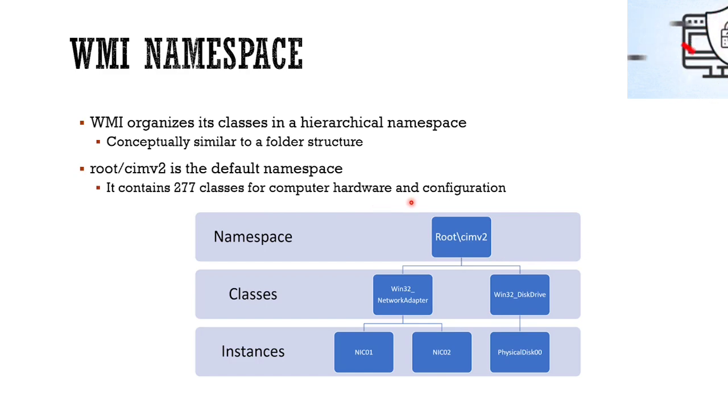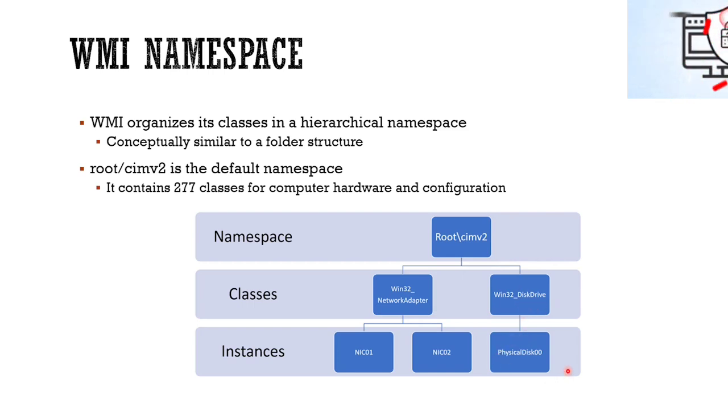So you can see under the namespace root, we're just listing two classes right here. These are sort of like the templates. These aren't real network adapters. They're the class, the type of device. Underneath that, you can see we have the real devices. So under this class of Win32_NetworkAdapter, there's NIC number 1 and NIC number 2, or whatever you happen to have. And then let's say we have this other class that we're listing here, Win32_DiskDrive, and under that we have one physical disk.